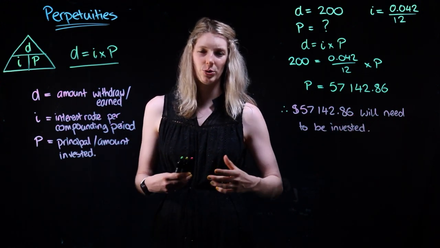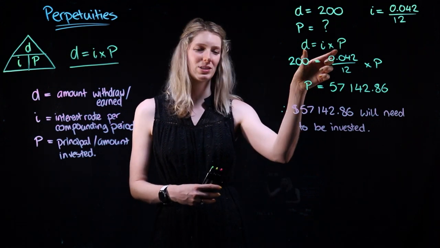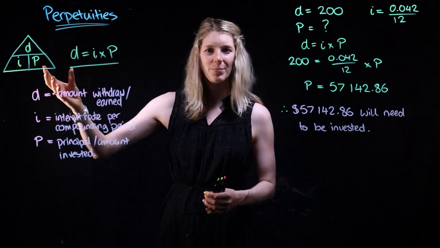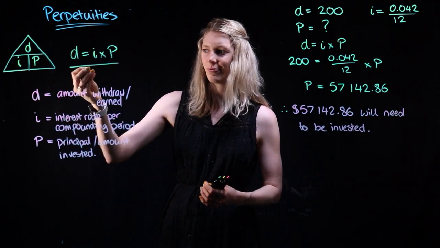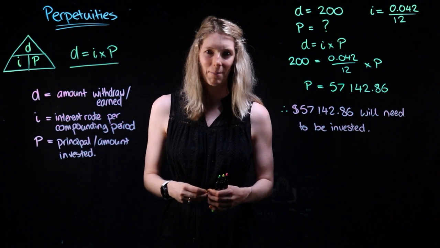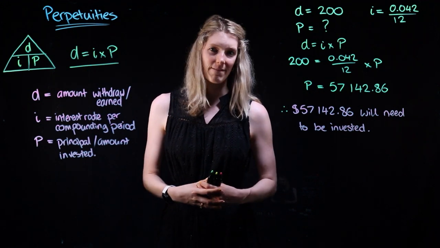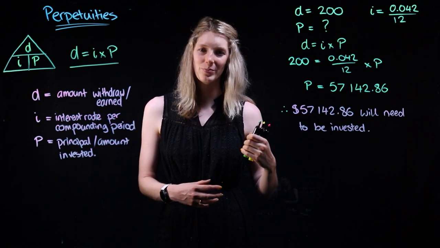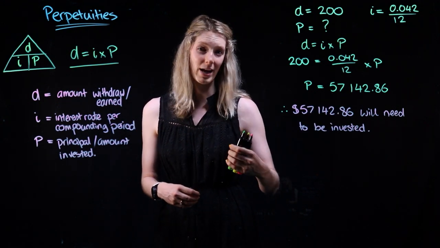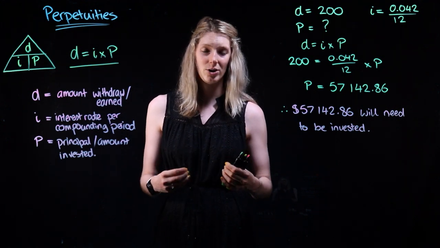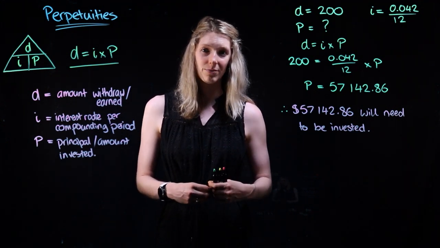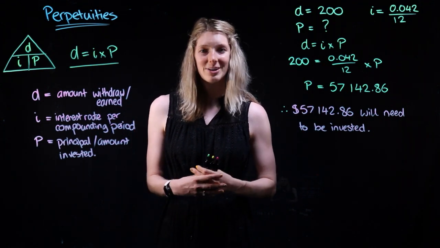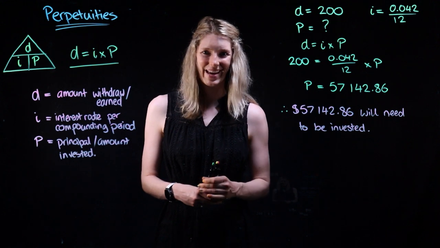Now, when approaching perpetuity problems, we don't always have to use this DIP formula here. As you can see in this little triangle I've set up, you can rearrange the formula D equals I multiplied by P for any of the three variables. So you can either begin your perpetuity problems by having the formula already with the correct unknown variable as the subject of the equation, or you can rearrange the formula as you go. Both of these options will still get you to the same answer.